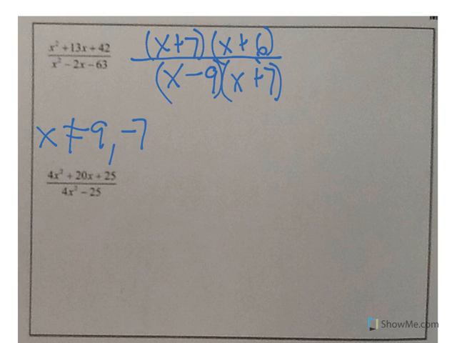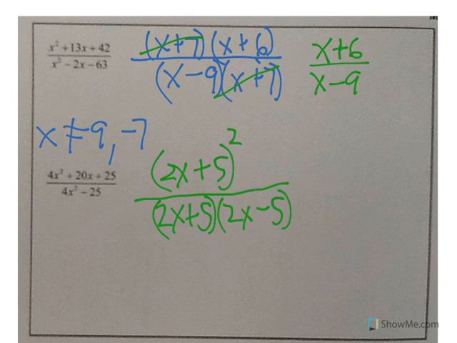And now I'm going to cross off the things that match. I'm left with the expression x plus 6 over x minus 9. Now I'm going to do the same on the bottom here. The interesting thing in this case is the top is going to be 2x plus 5, because that's a perfect square. Then when you go ahead and FOIL it out, you're going to end up with that value there. And on the bottom, that's the difference of squares, where we have the plus 5 and the minus 5, and that cancels out the middle term.